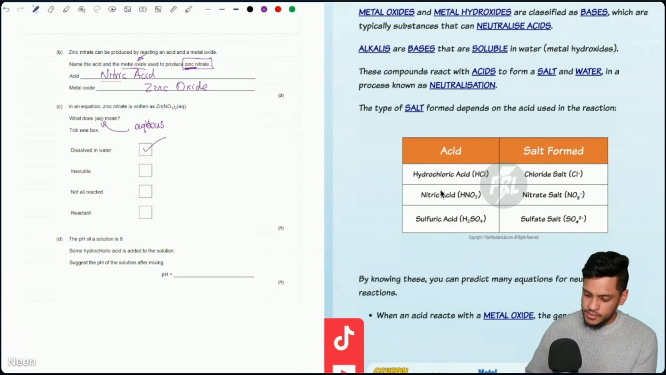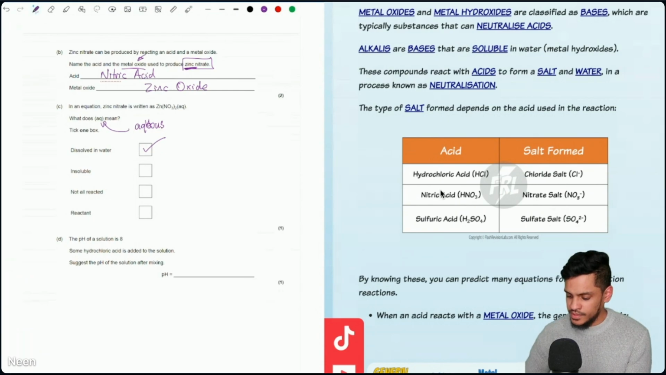Ooh, did not spell that properly. Aqueous. Ignore.